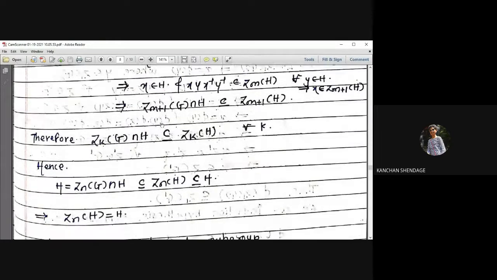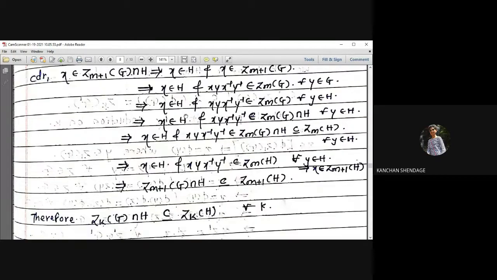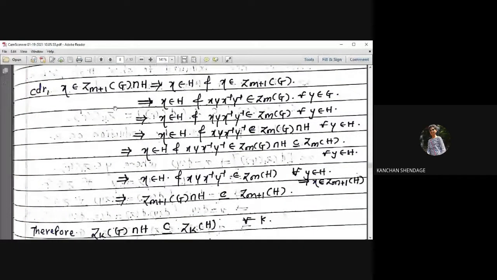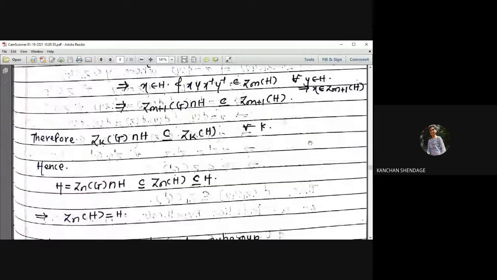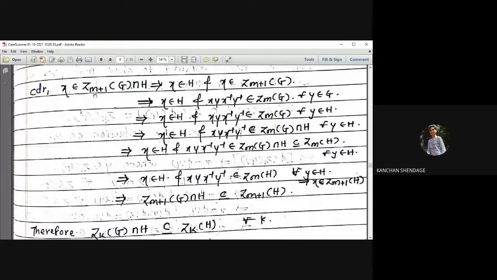आता ही जी रो दिसते तुम्हाला फर्स्ट रो, ही डेफिनेशन कोणाची आहे? x belongs to Zm plus 1 of H. Okay? Hence, Zm plus 1 of G intersection. We taken the element from x belongs to Zm plus 1 G intersection H here. But here the element goes to, here look at here, x belongs to Zm plus 1 of H. Okay, म्हणजे हा कोणाचा सबसेट आहे? याचा सबसेट आहे. Zm plus 1 of G intersection H, which is contained in Zm plus 1 of H.